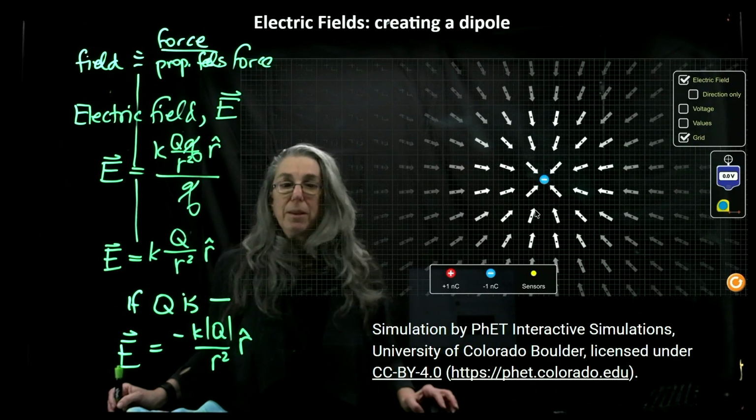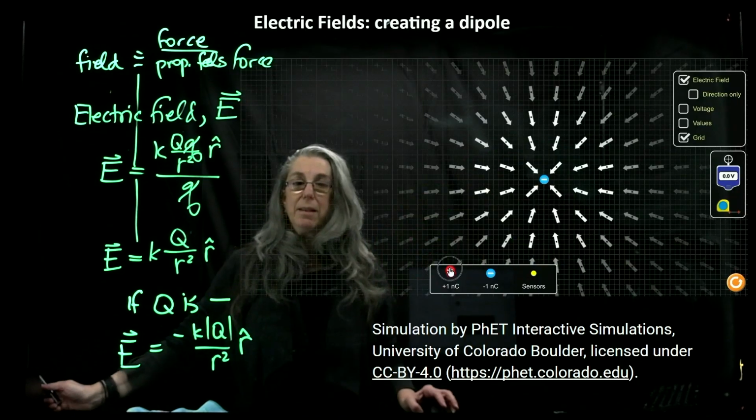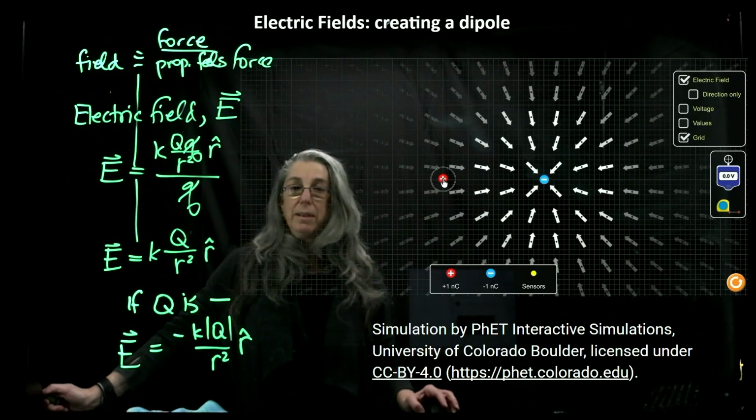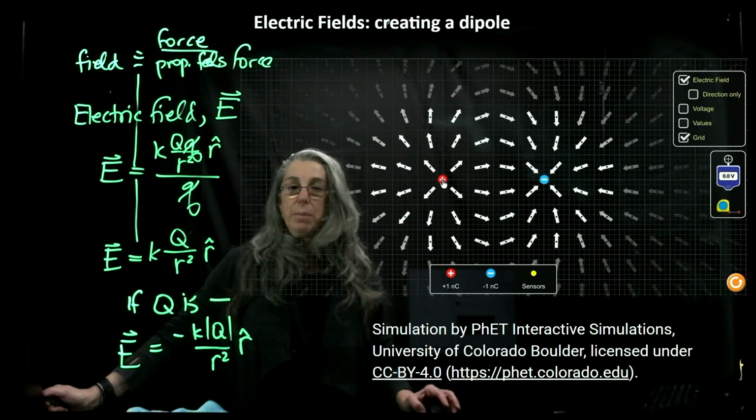I don't know if you can see the grid lines, but I'm lining it up exactly on an intersection of grid points there. Then I grab a red one and move it up. Now you can see the field generated by a dipole.